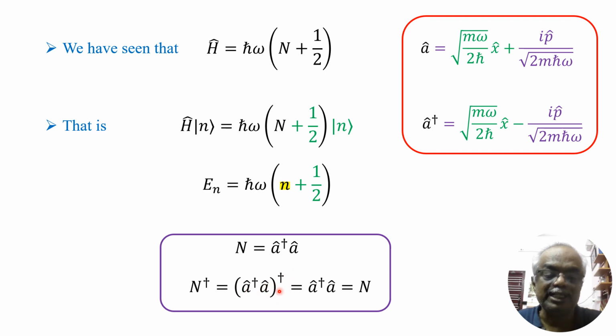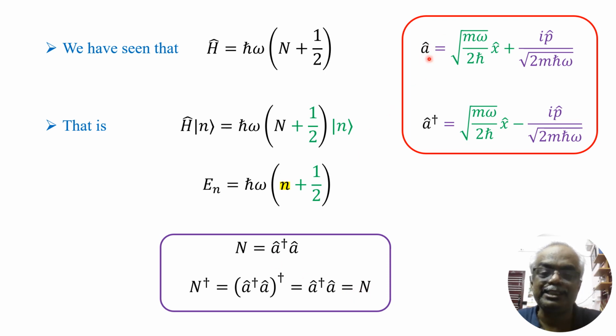When you are taking the complex conjugate, this order will get reversed. So A comes first, A dagger comes next. So the dagger of A A dagger is A A dagger, then A dagger of dagger is A. So A dagger A you are getting, and that is equal to N. So surely that number operator is a Hermitian operator.